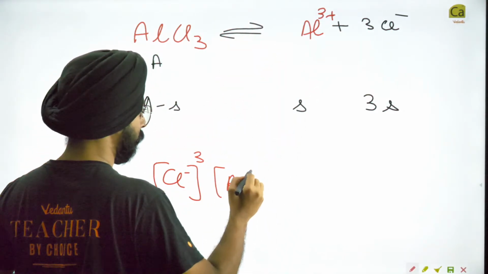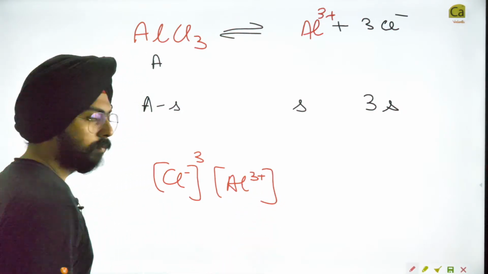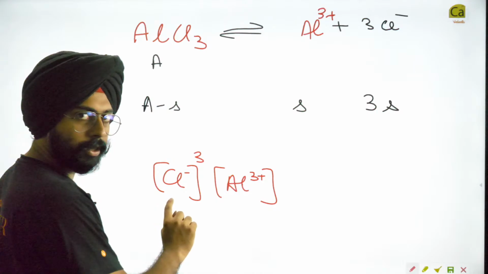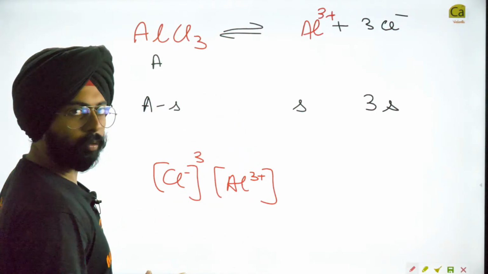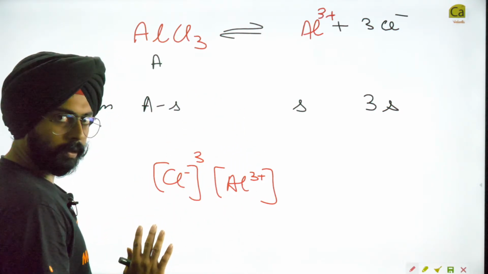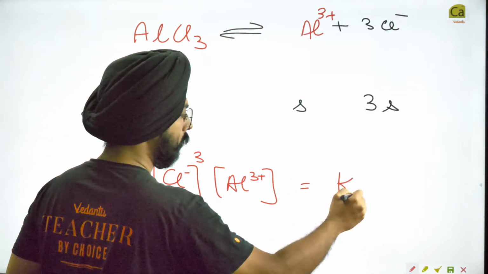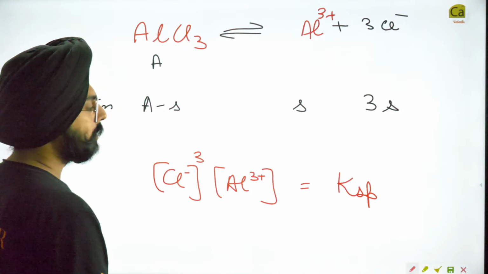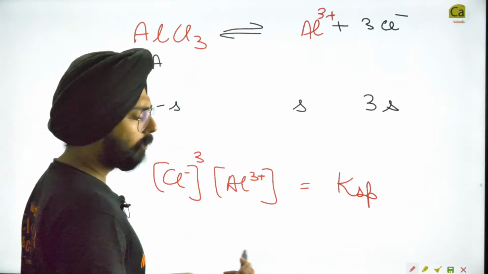Al3 positive concentration, just a tiny silly mistake I did. So Cl negative's concentration to the power 3, Al3 positive's concentration to the power 1. This is going to be equal to your solubility product at equilibrium. This will be your Ksp, or I shall just write ionic product in general cases.